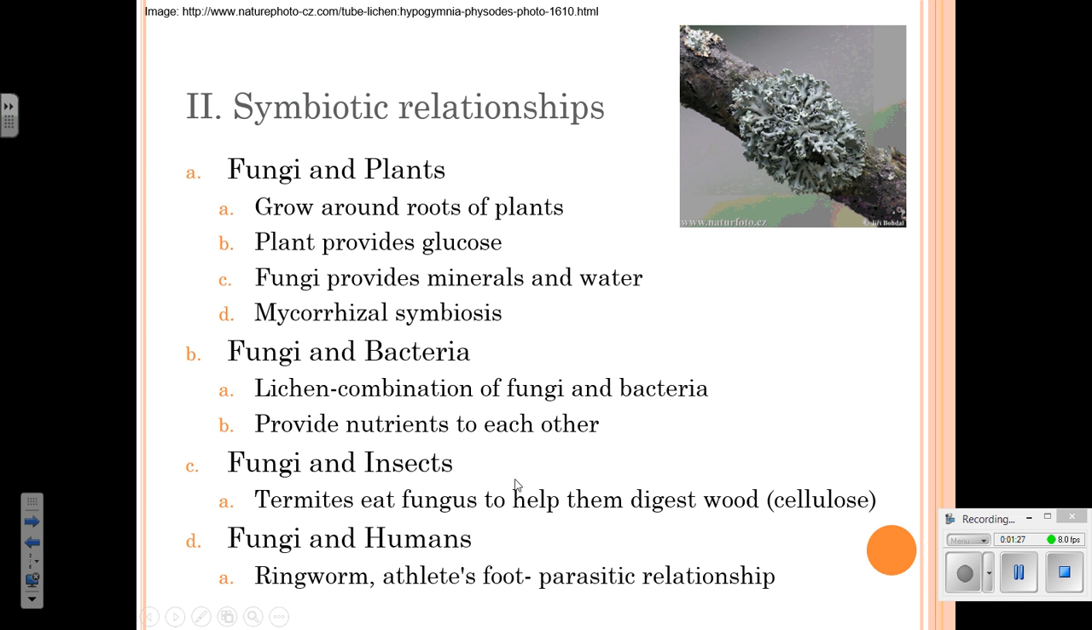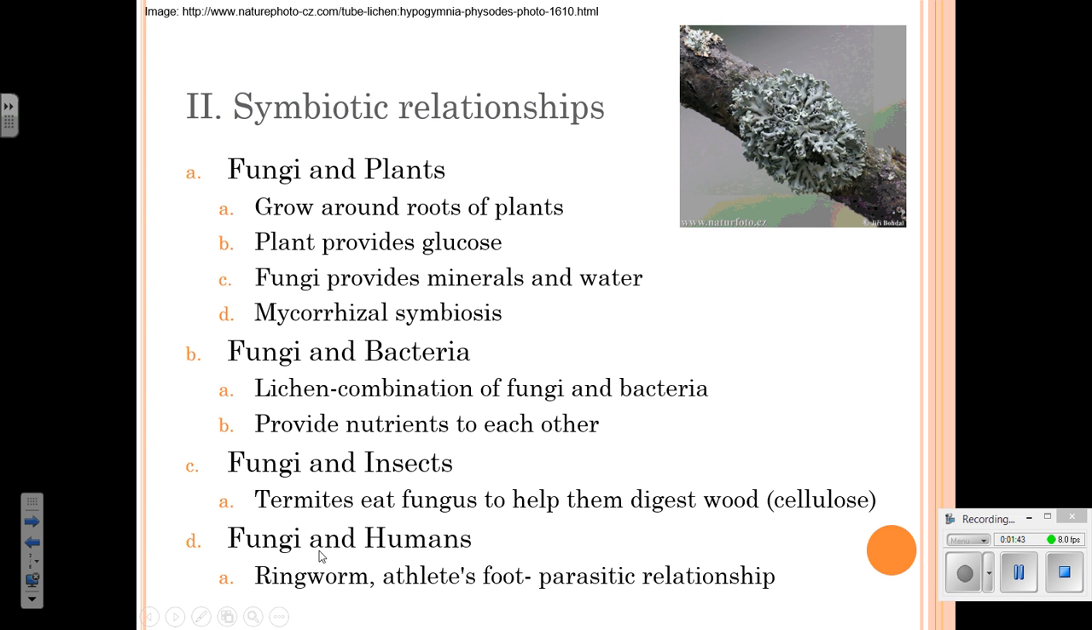Another example is between fungi and insects. The termites, which is a type of bug, actually has to eat fungus to help them digest the cellulose, which is found in that cell wall of wood, so in lots of plant matter.